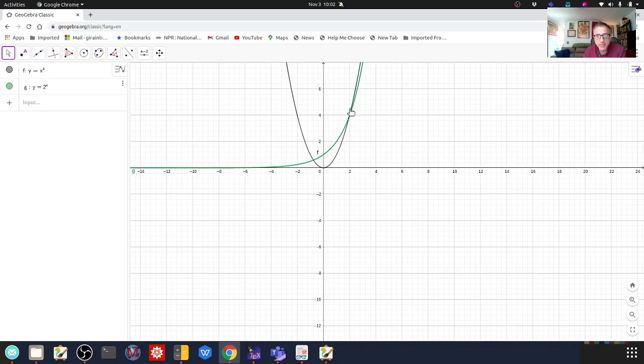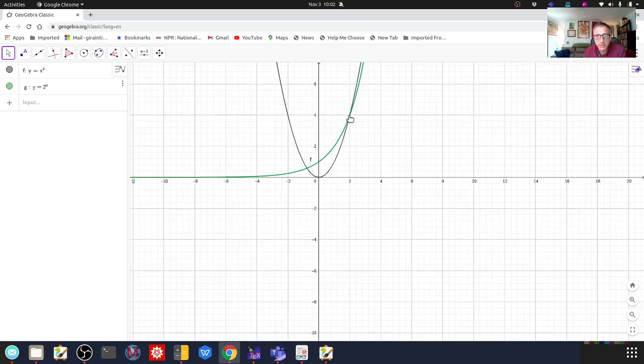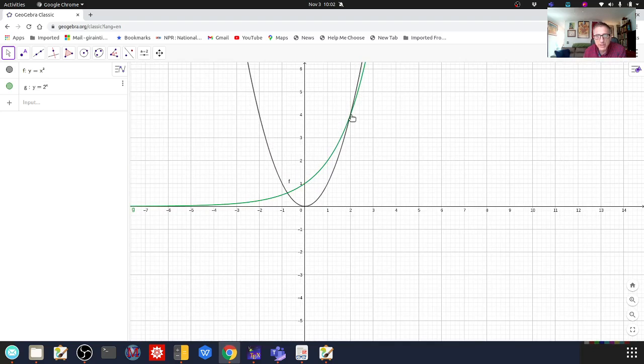But then when we come down here, look, we notice that there is a point where they are actually the same.